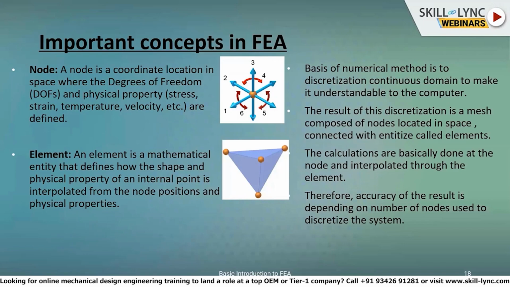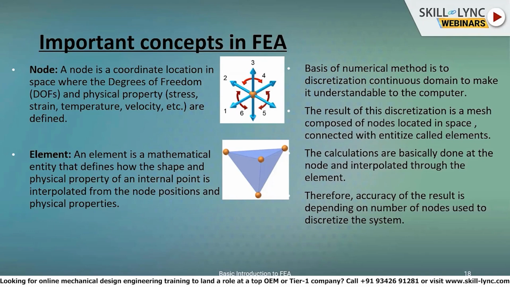And then what is an element? An element is a mathematical entity that defines how the shape and physical property of an internal point is interpolated from the node positions and physical properties. What this means is that a numerical method is basically a discretization of a continuous domain, so that your computer will understand that language. Then the result of this discretization, the mesh, is composed of nodes located in space connected with entities called elements.